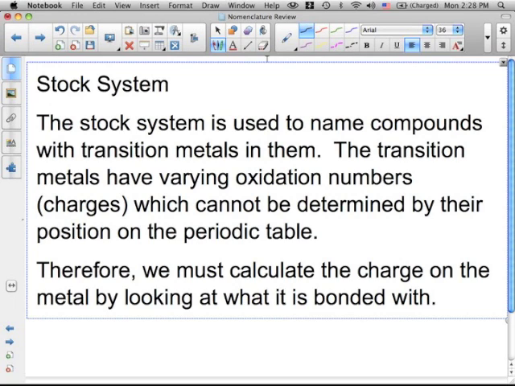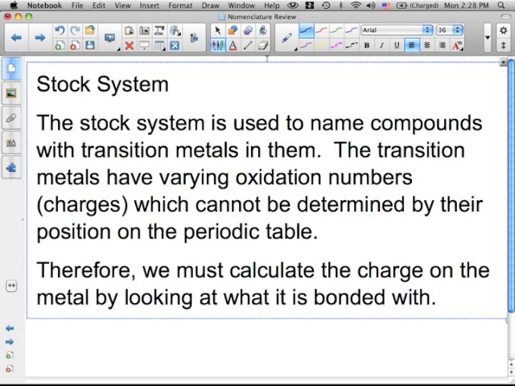Now, when you get to the stock system, the numbers do matter. The stock system is used to name compounds with transition metals in them. Those are the metals in the D block, or the center of the periodic table. The transition metals are called transition metals because they have varying oxidation numbers, or charges, which cannot be determined by their position on the periodic table.